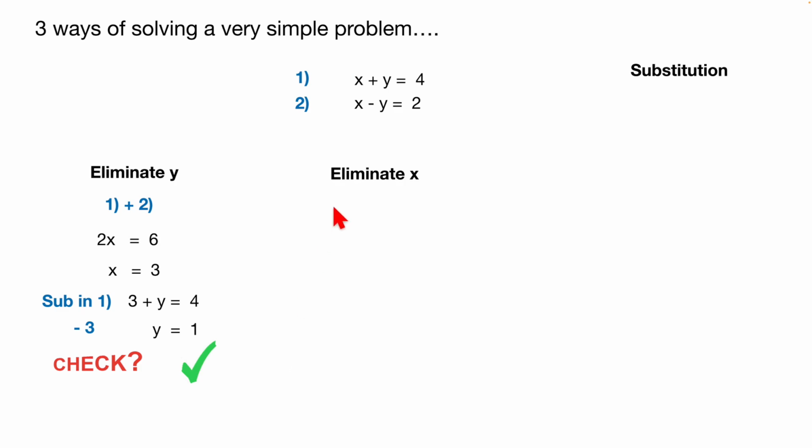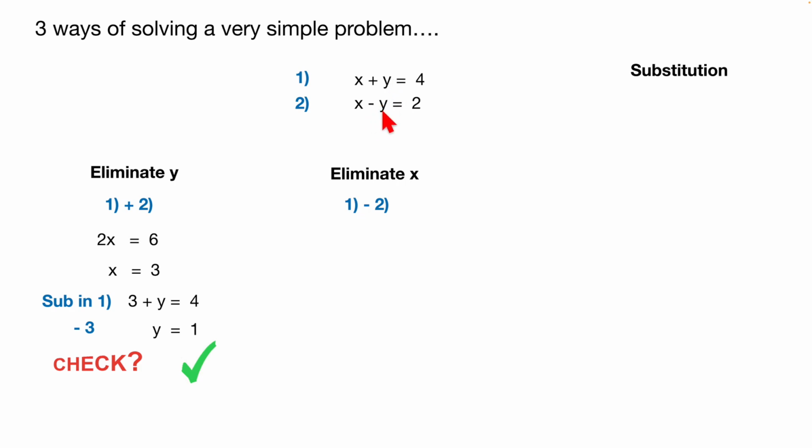We could eliminate x, however. That's the other way of doing it. Slightly more complicated. We've got 1x here and 1x there. So we could subtract equation 1 from equation 2 or equation 2 from equation 1. I'm going to subtract 2 from 1. So I want 1 minus 2. 1 minus 2 gets rid of all the x's. 1 is plus 1y minus minus 1y.